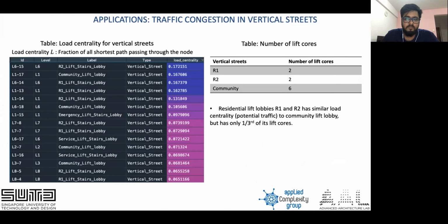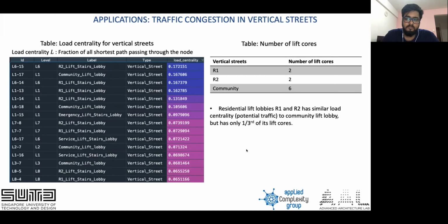One potential application is quantifying the traffic congestion in vertical streets. The load centrality is a node centrality measure that calculates the fraction of all shortest paths that pass through the node. This table shows the floor level, the name of the lift and stair lobby, and the load centrality value itself. The load centrality is equal for the residential lift and stair lobbies 1 and 2 and the community lift lobby. But if you consider the number of lift cores, the residential lift lobbies have only 1/3 of that of the community lift lobby.